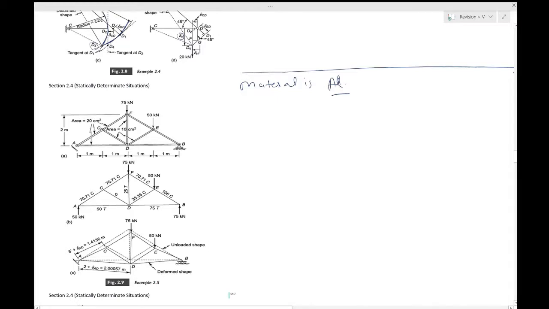Okay, the material was missing before, and the cross sectional area of the outer bars is 20 cm² and the inner bars is 10 cm². Okay, so this is the new information you have, and the question is that you want to find how much the length of each member changes during loads. So what is the change in length of each member?